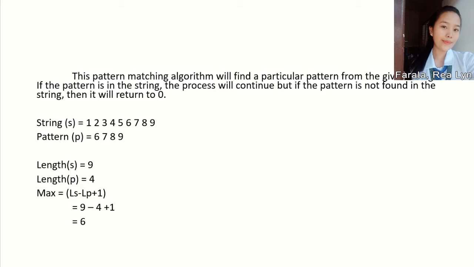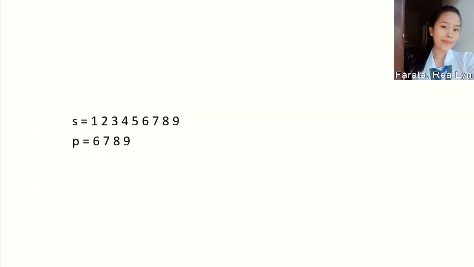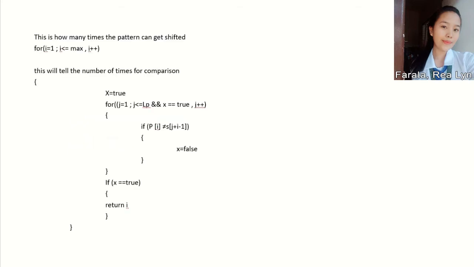Since the length of the pattern is 4, it will be compared to the first 4 characters of the string. If the pattern is not the same, it will be moved one place to compare it again. The process will continue until the pattern is matched to the string. If at the last place where we can compare, the pattern is still not the same, then there is no successful pattern searching. So this shows how many times the pattern can get shifted, and this will tell the number of times of comparison.